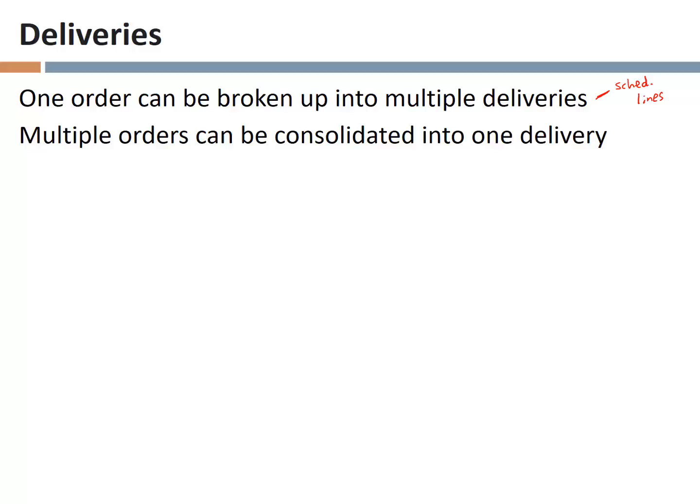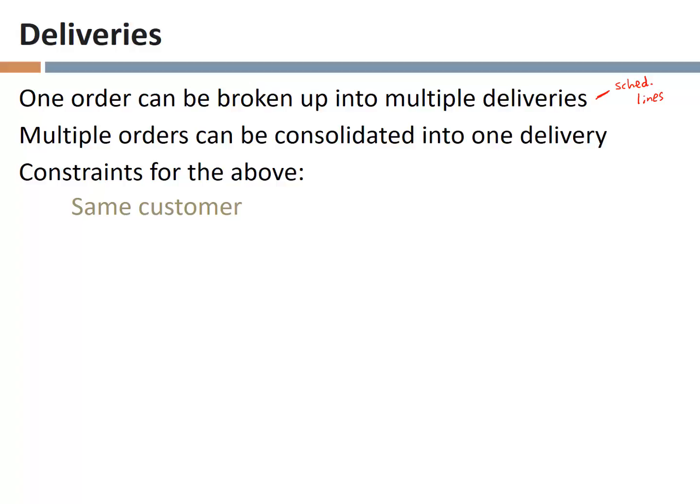And the key element here is that the system is going to look at four different things, most of which are obvious, but perhaps not all. It has to be the same customer. I mean, that's kind of obvious. We can't say, oh, let's take these orders and put them together into one delivery when they're different customers. That's just really not going to make sense at all.